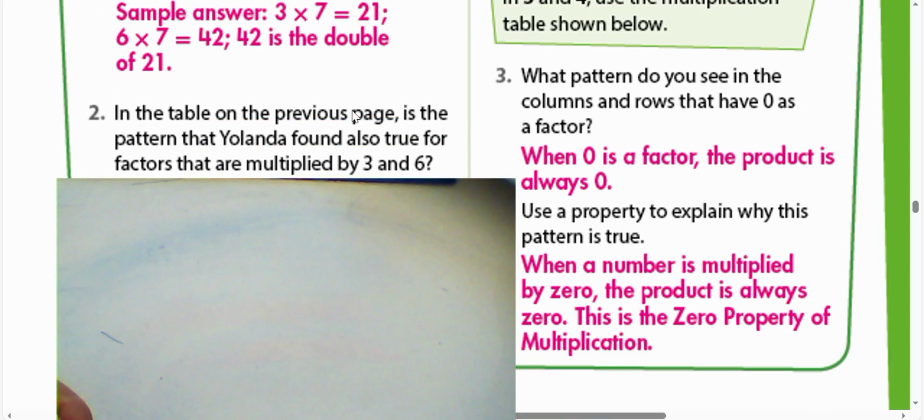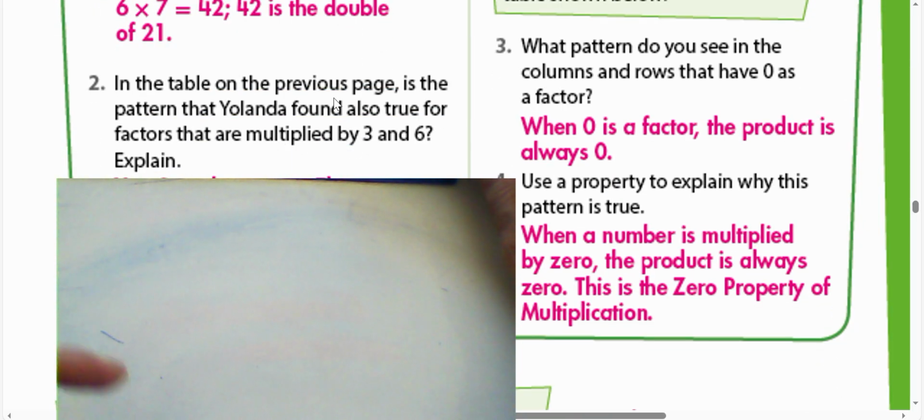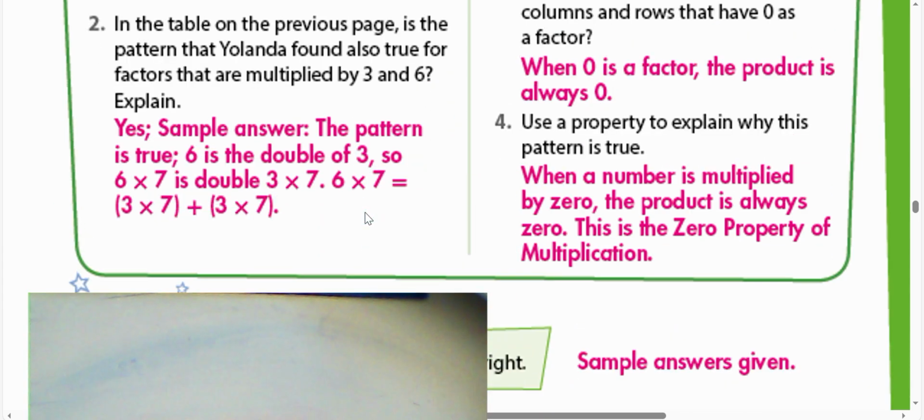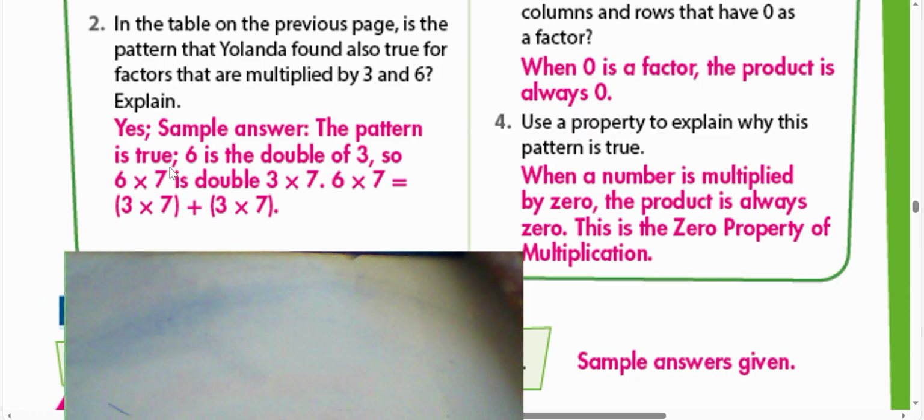Question number 2. The table on the previous page shows a pattern that Yolanda found. Is it also true for factors that are multiplied by 3 and 6? Explain this. We can also explain the steps here using the distributive property.